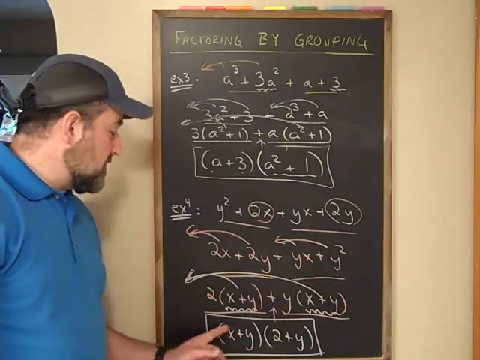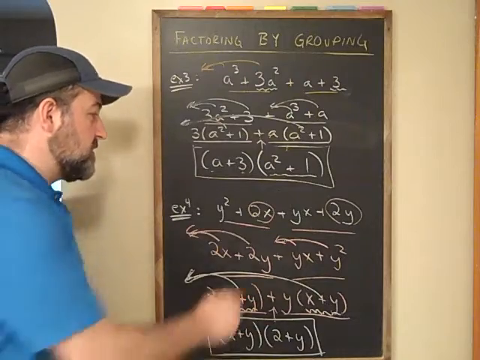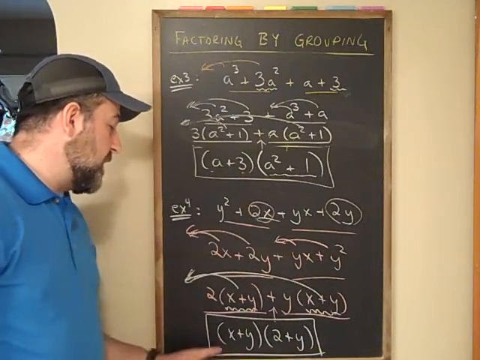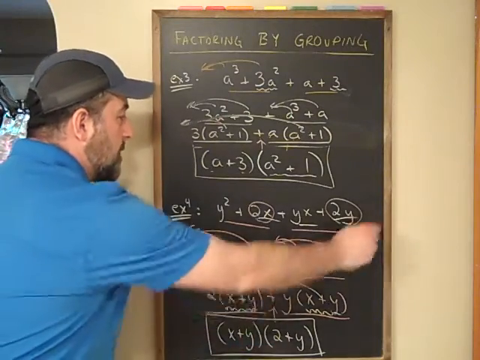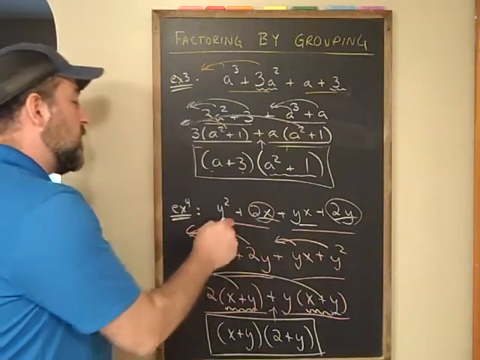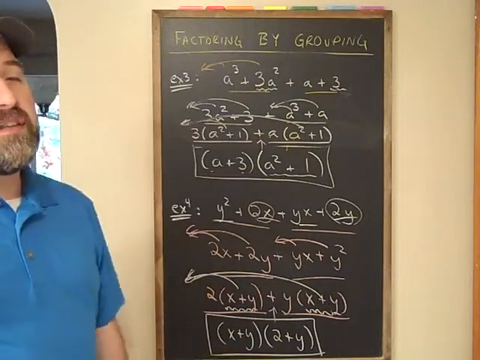If you want to verify, it's not hard. First times first, 2x, boom. Outers make a plus xy, boom. Inners make a plus 2y, boom. Last times last makes a y squared, boom. You can see that it is correct.